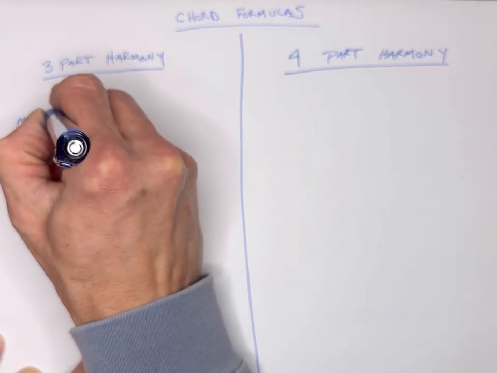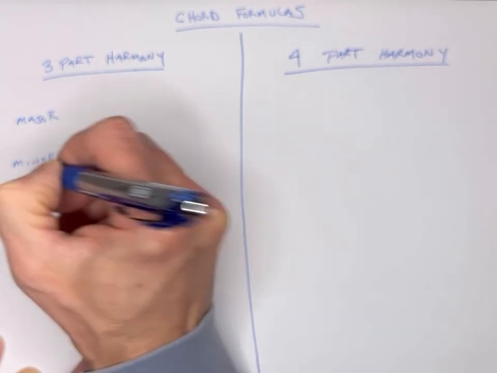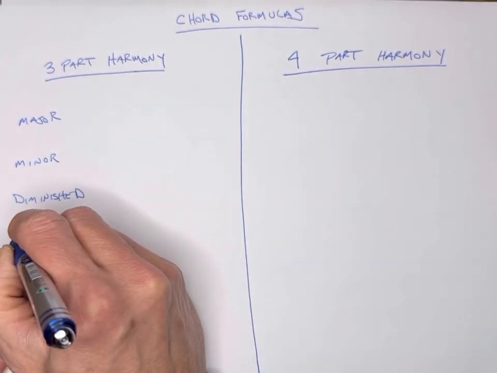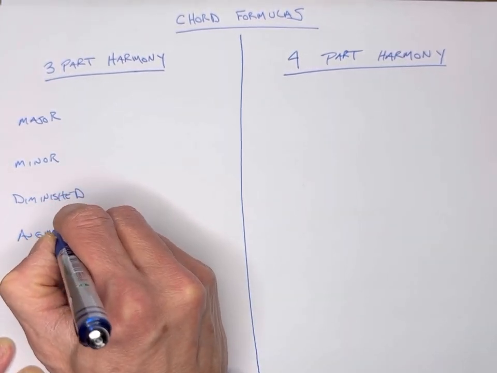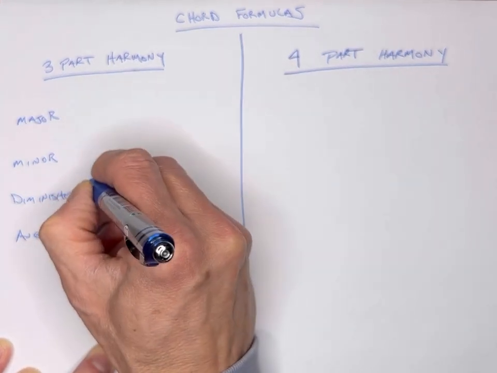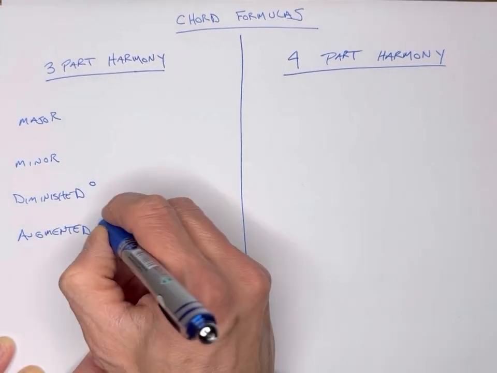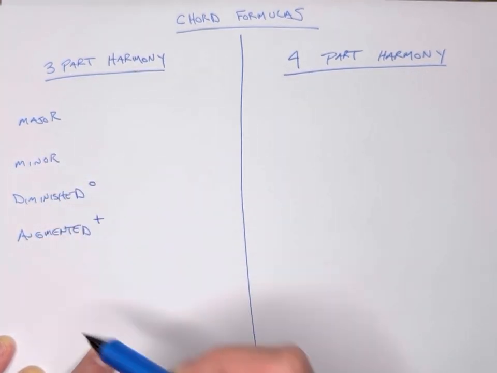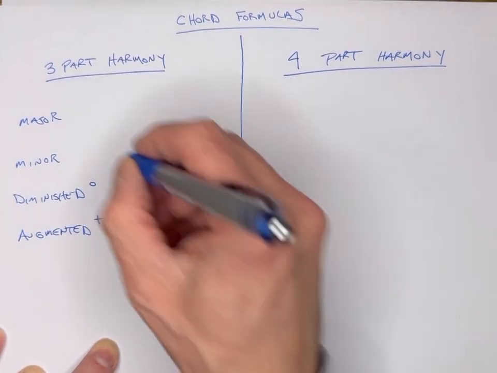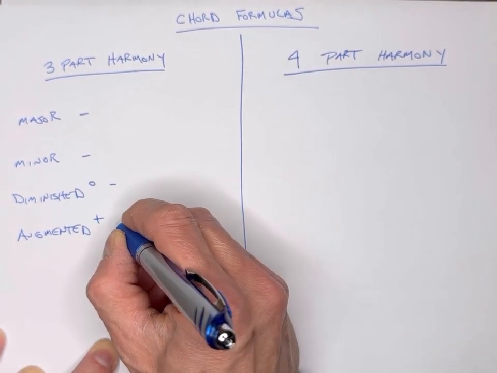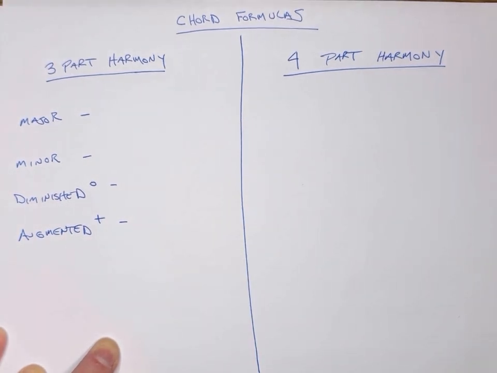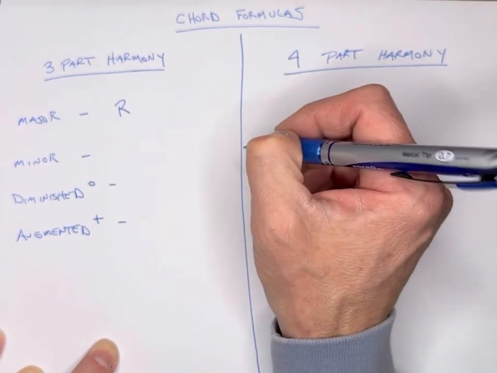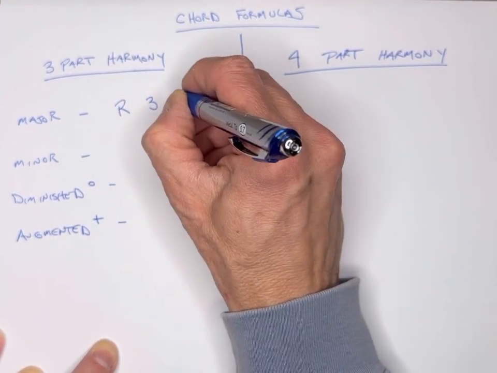You have a major chord, a minor chord, a diminished chord, and an augmented chord. The diminished chord is sometimes written with what looks like a little degree sign, and sometimes you'll see the plus sign for the augmented chord. Okay, so for each one of these 4 different chords with 3-part harmony, we're taking the degrees of the major scales, any major scale that we're talking about, and to create the major chord of that scale, we're going to take the root note, the 3rd note, and the 5th note.